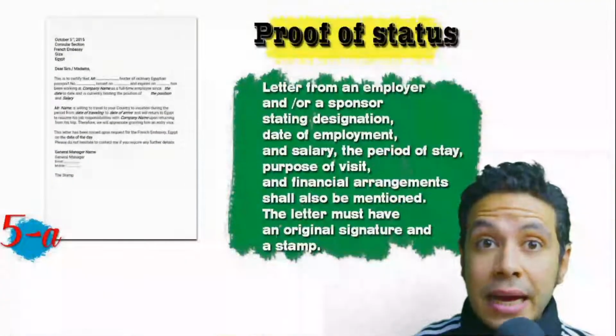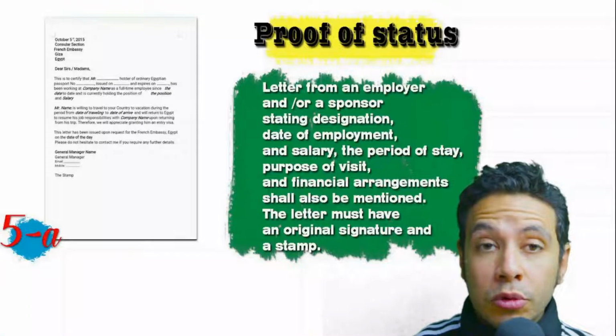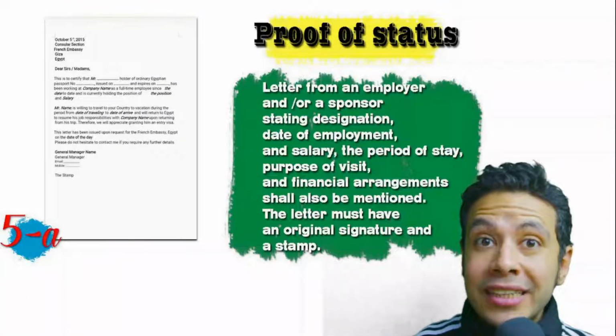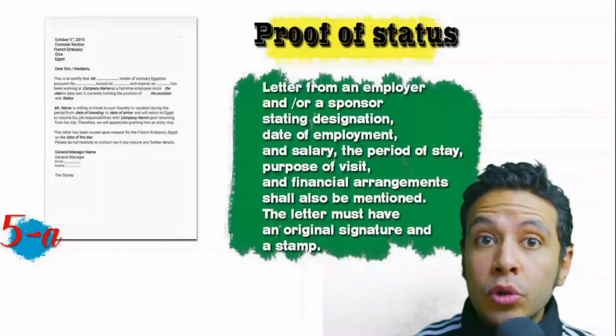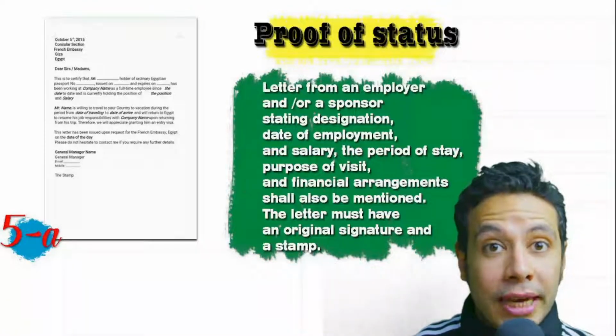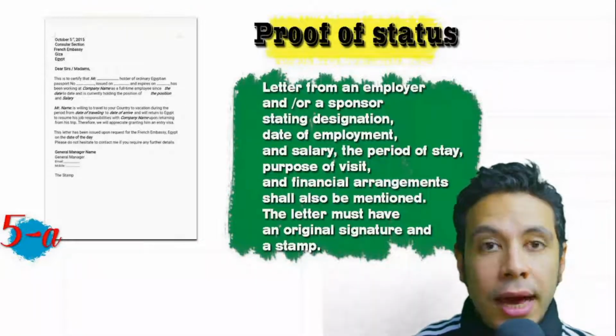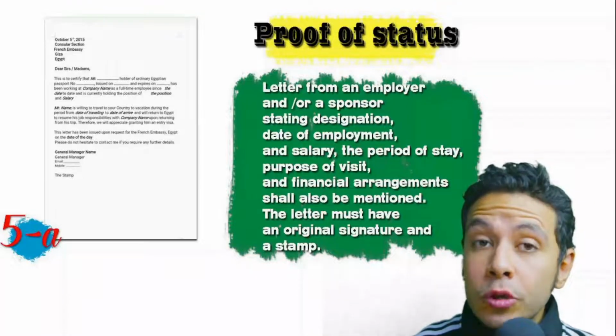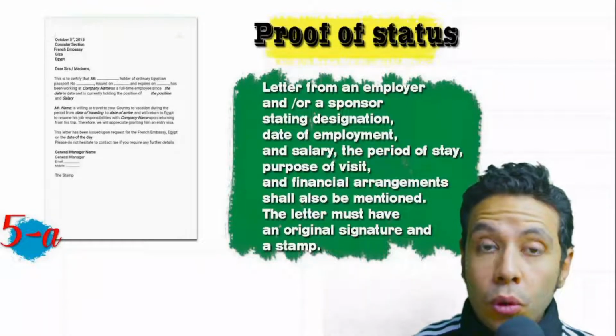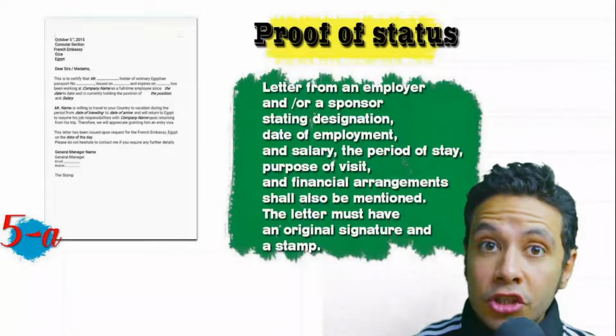In most visa application processes, you will be required to provide a proof of status. For example, if you are an employee, you will have to provide a letter from your employer or from your HR department mentioning your name, your work details, and your salary. And both address and contact numbers should be mentioned also in that letter. And all letters must have an original signature and a stamp.